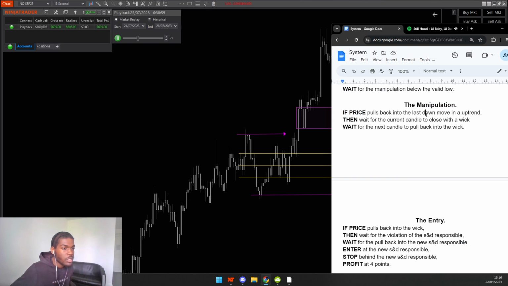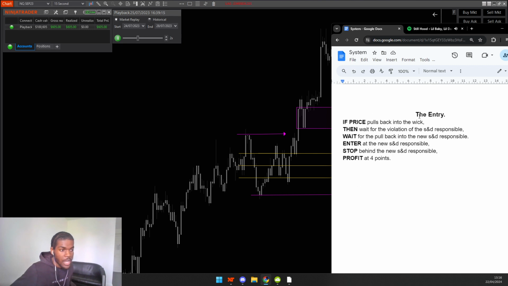If price pulls back into the last down move in an uptrend, then wait for the current candle to close as a wick. Wait for the next candle to pull back into the wick. And this is literally my entry, right? If price pulls back into the wick, then wait for the violation of the S&P responsible. Wait for the pullback into the new S&P responsible. Enter the new responsible. Stop behind the new S&P responsible.